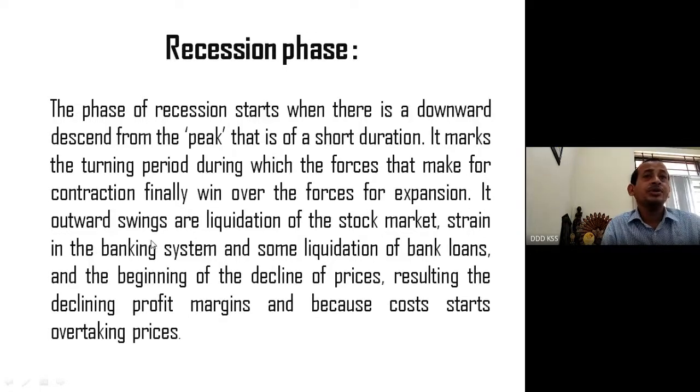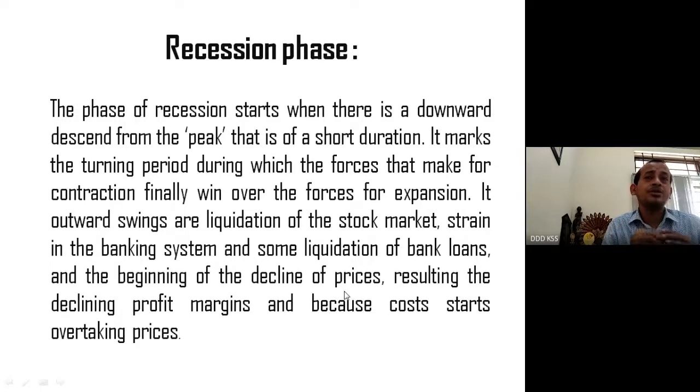Its onward swings are liquidation of the stock market: people will sell their shares, people will redeem mutual funds, because the market will start falling down. There is a change in the banking system, and some liquidation of bank loans. Bank loans may even become non-performing, like people may stop paying installments at the beginning of the decline of price.